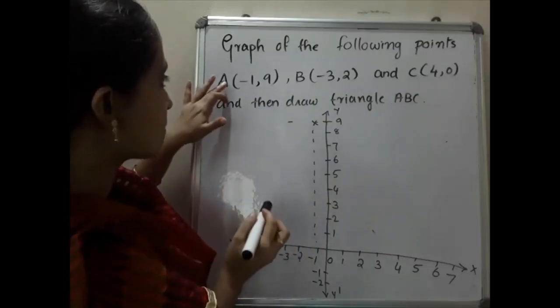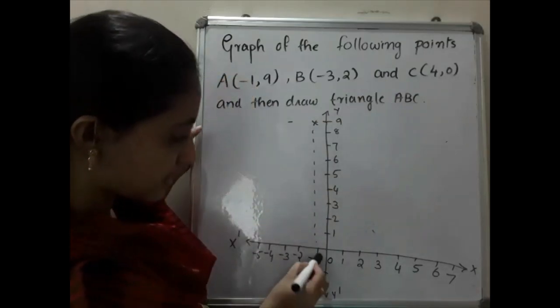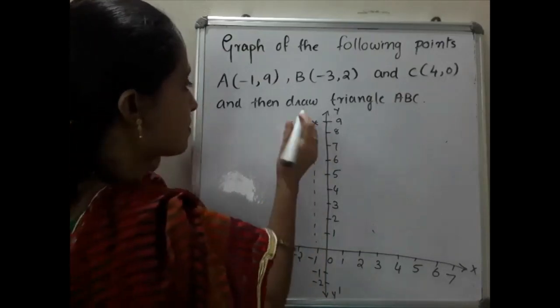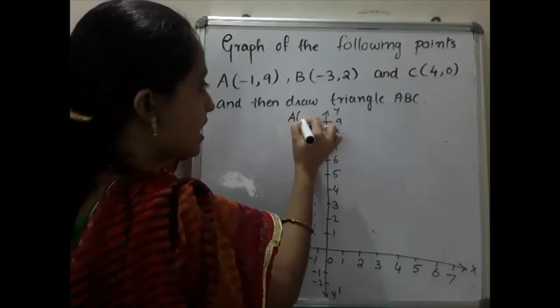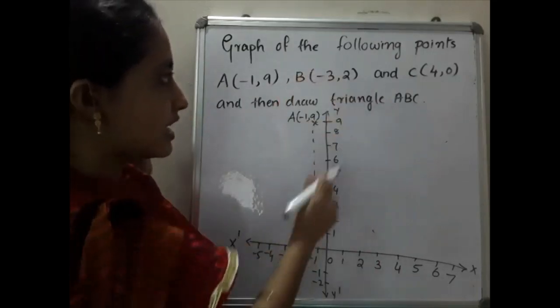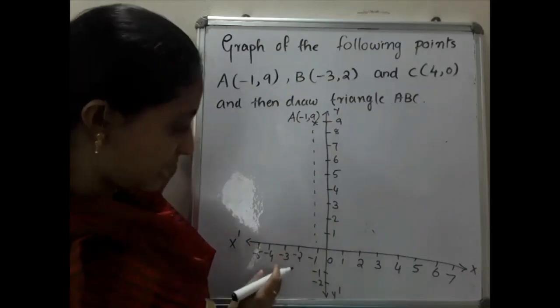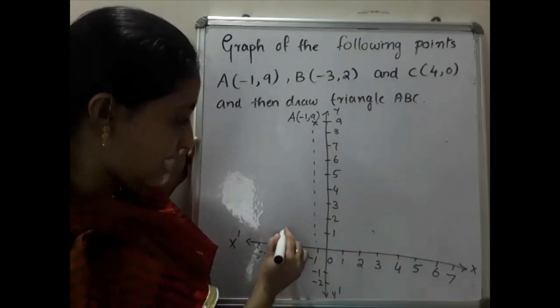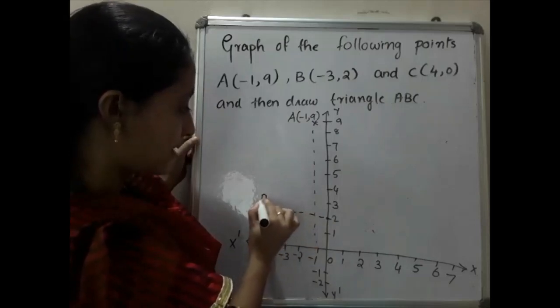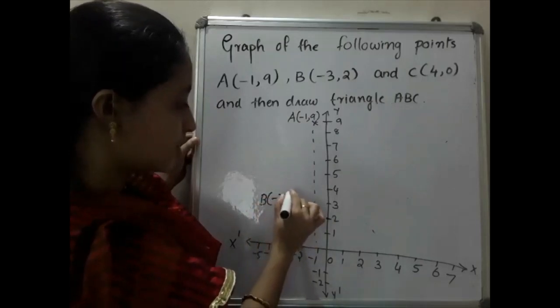Okay. So the first point is what? Capital A (-1, 9). So from here, minus 1, then 9, this point. You mark this point as capital A (-1, 9). Then what is the second point? (-3, 2). Minus 3 here, then 2. So this point is capital B (-3, 2).